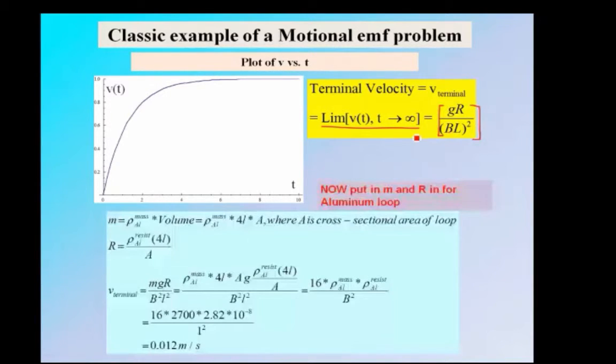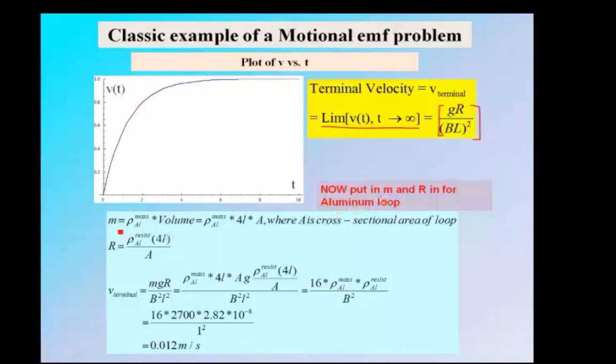You'll notice that if you have a large R, that's going to take longer. It's going to have a higher terminal velocity. So in other words, if that were infinity, this would just jump up to the terminal velocity very rapidly. If you have a large B field, it's going to take longer, and if the coil is wider, it will take longer. Down here what I've done is just put in some values for an aluminum loop.